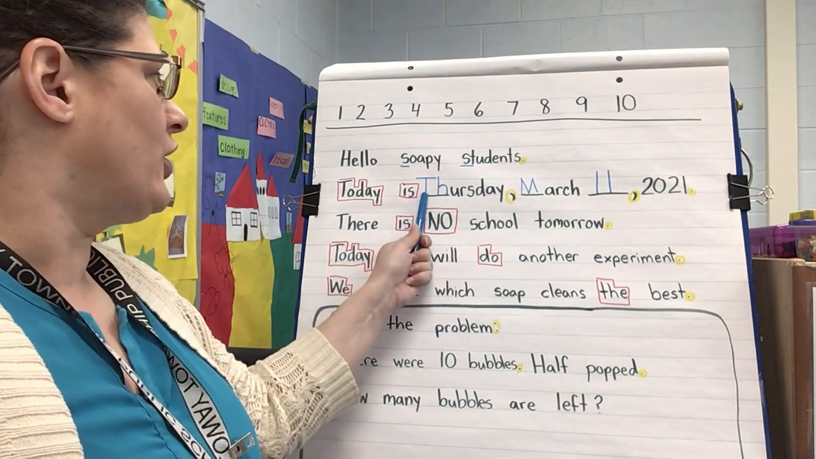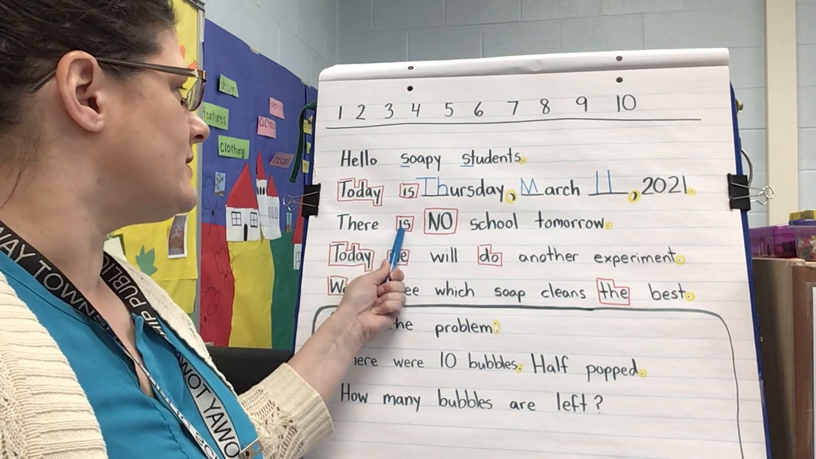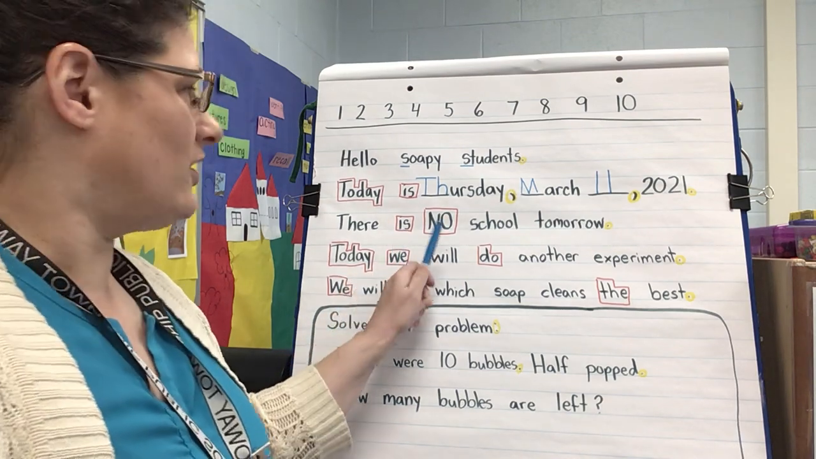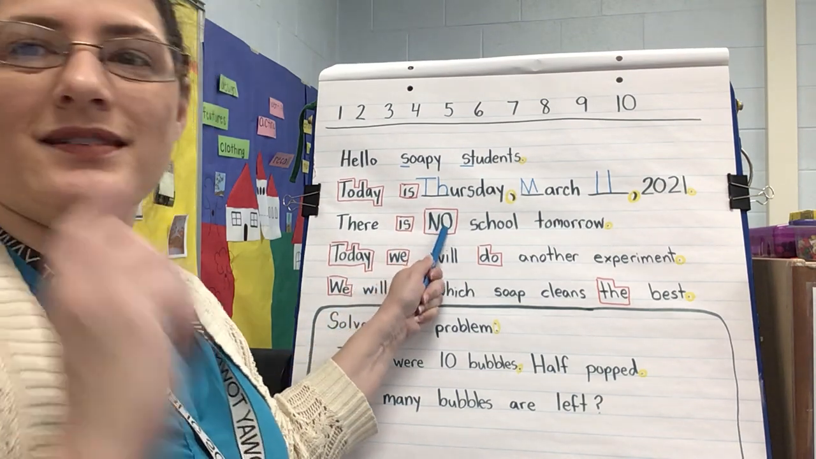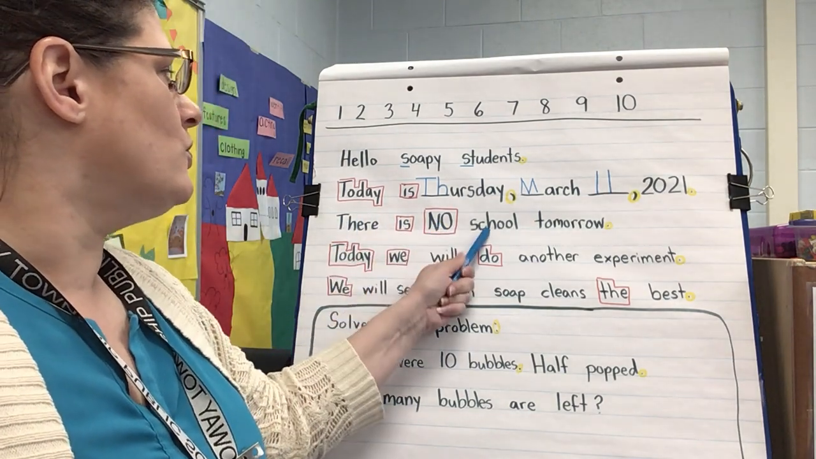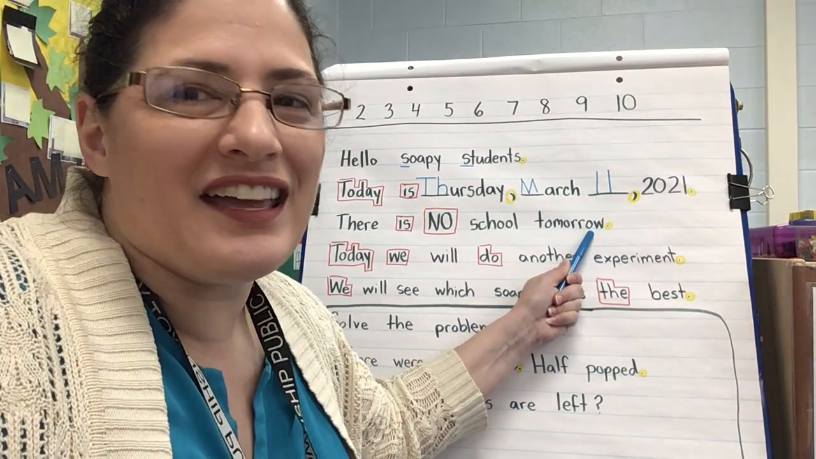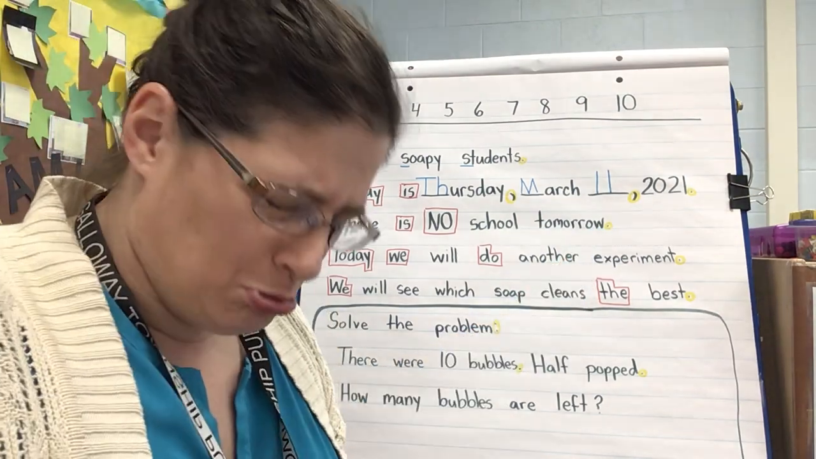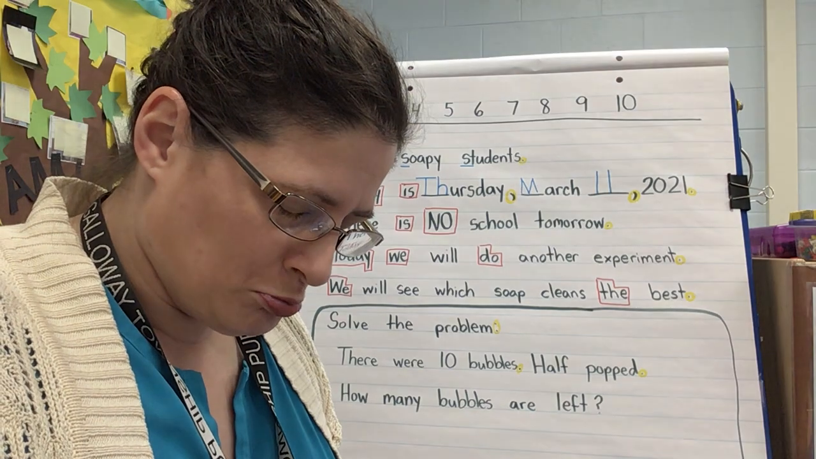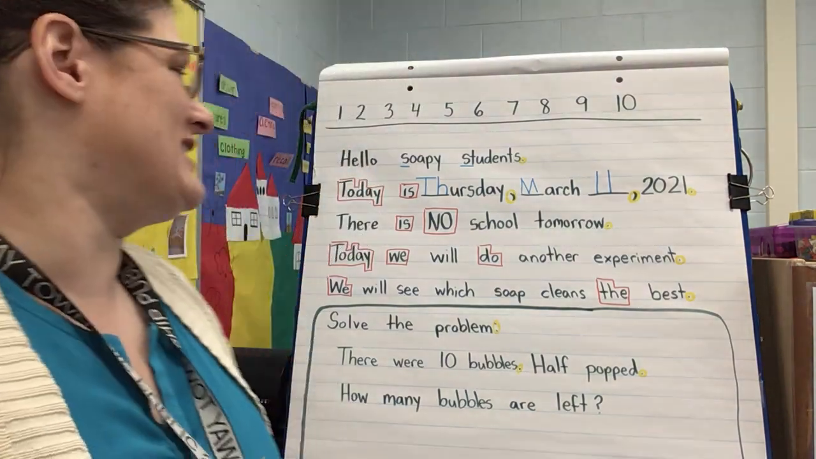Th, like Thursday. There, I-S is, and you know this word, N-O is no. There is no school tomorrow. That's right, guys, you have a day off. I'm gonna miss you. Oh, good. I'll get to see you again on Monday.